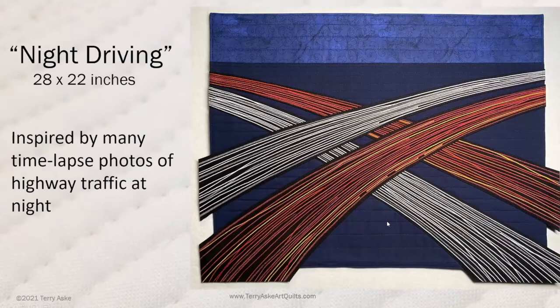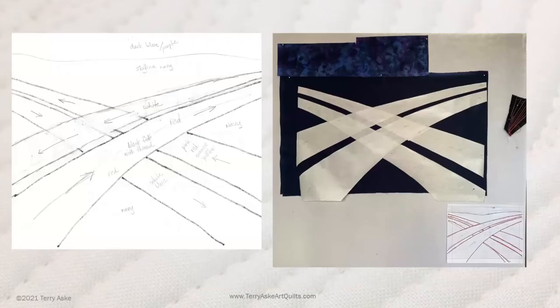This is my second entry. It's called Night Driving. So what happened was, as I often do, I do Google searches for the theme. So the theme was Crossroads, and I started doing Google searches, and I discovered all of these time-lapse photos of highways at night. And I just thought they were beautiful. I wasn't sure if I could replicate the streams of light from the headlights and the taillights in fabric, but I thought I'd try.